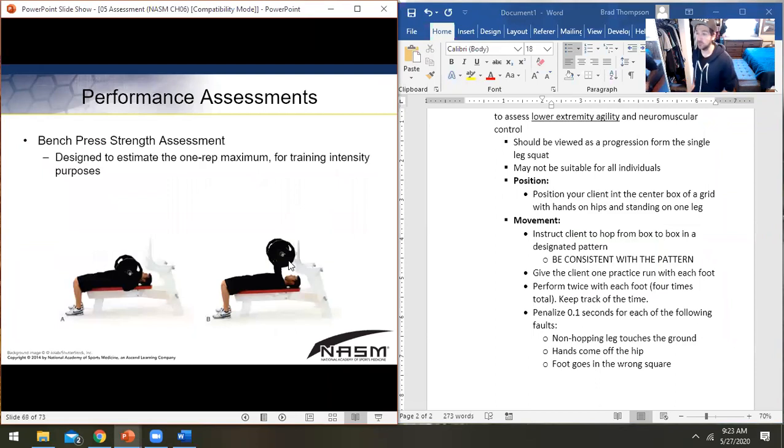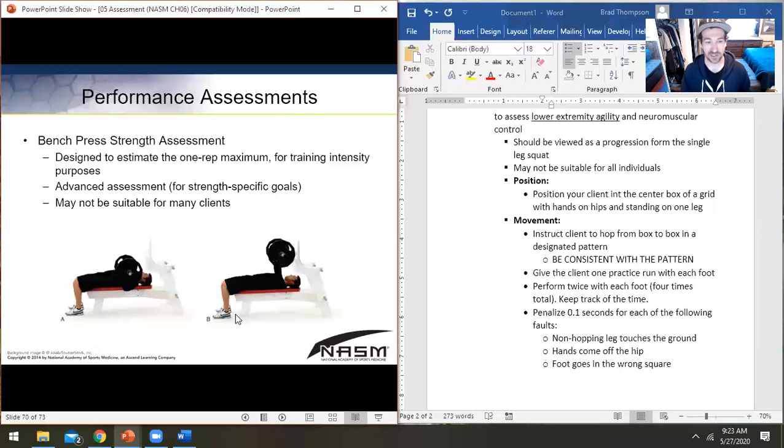Now, the rest of the performance assessment categories that we've got are actually very simple. This is what we'll look at tomorrow, but these are our actual strength assessments. So we do have the bench press strength assessment. This is designed to assess your 1 rep max. So when we are telling somebody to lift at 50 to 70% of their 1 rep max, this is where we get those numbers from. Generally, this is a pretty advanced assessment, but we'll go into that tomorrow.